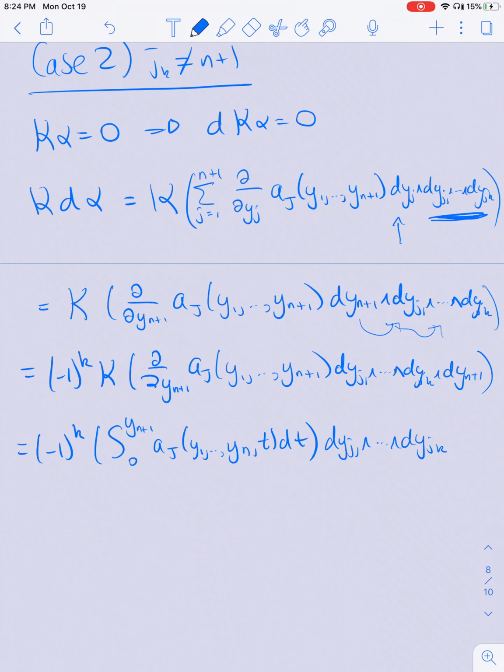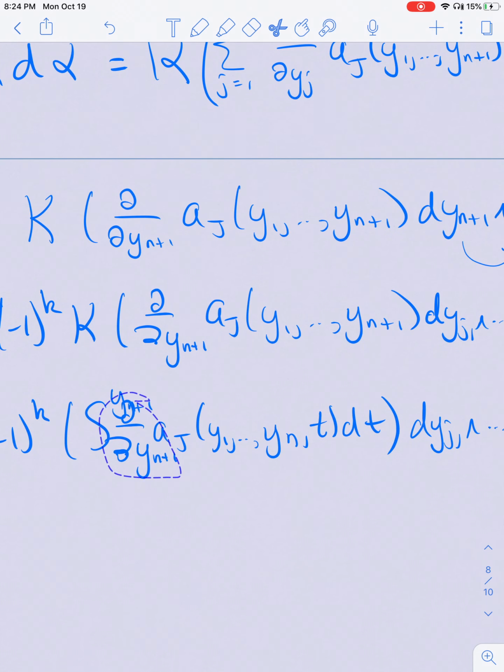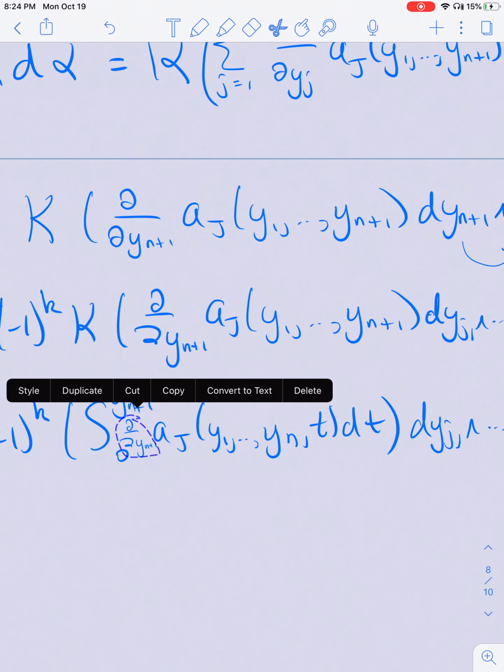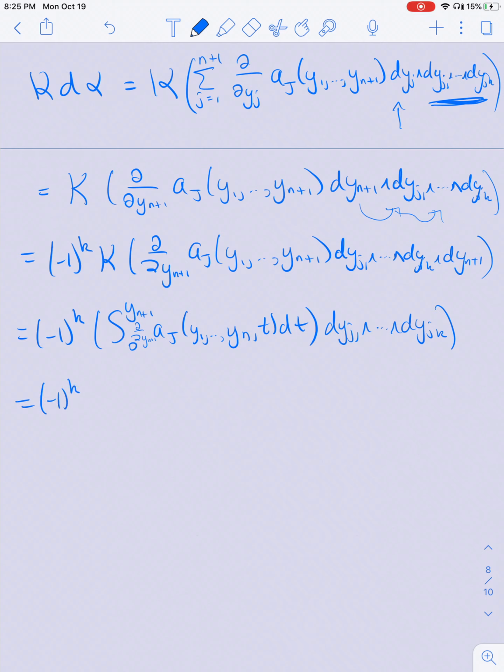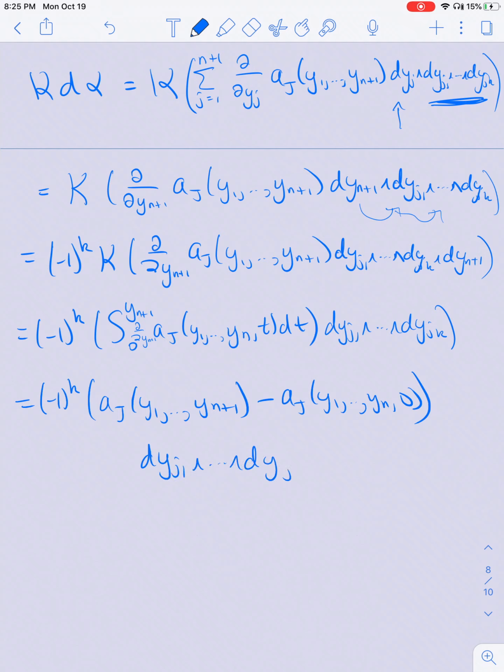Okay, so now what I need to do is apply the fundamental theorem of calculus in the other way. Oh, right, and the reason why this is confusing is because I forgot to put in this little d by dy n plus 1. Let's see if I can fit that in there. Yes, I forgot the little d by dy n plus 1. So using the fundamental theorem of calculus in the other direction, this is -1 to the k times a j y1 through y n plus 1 minus a j at y1 through y n 0, all times dy j1 wedge all the way out to dy jk.